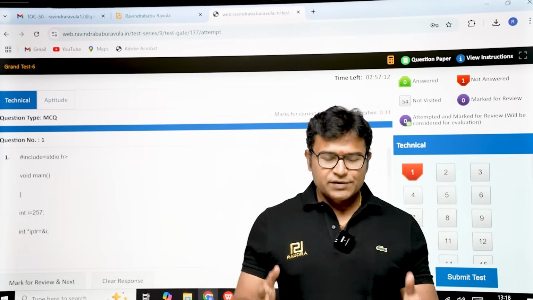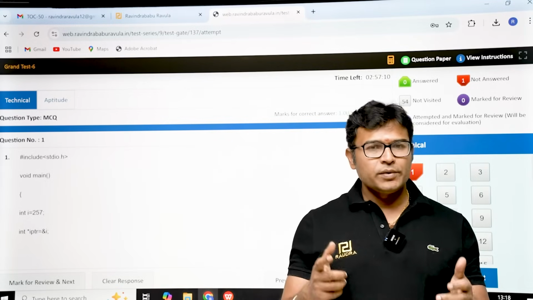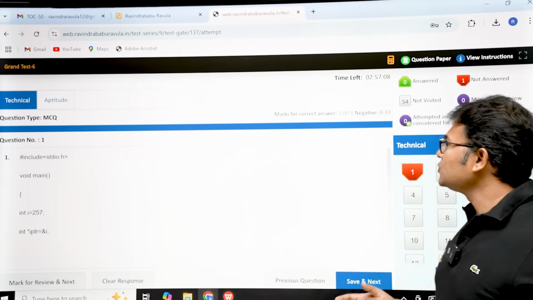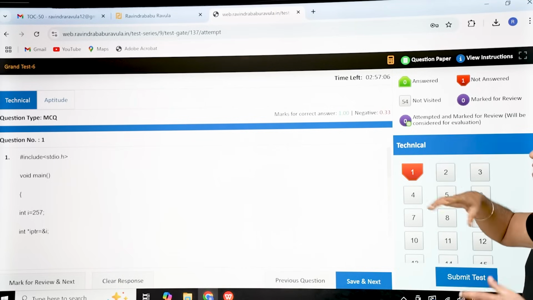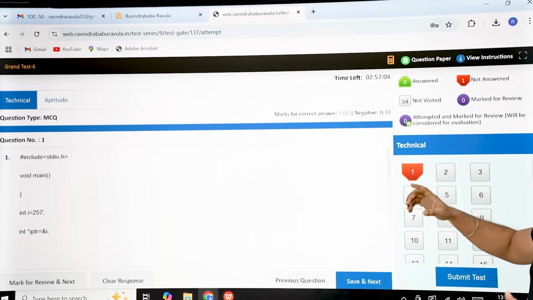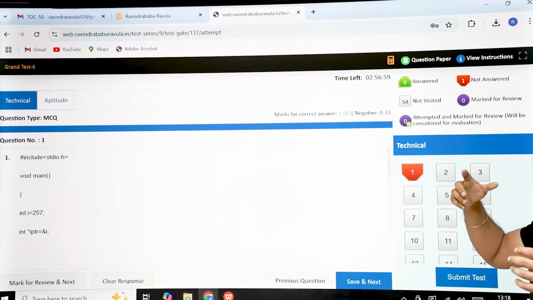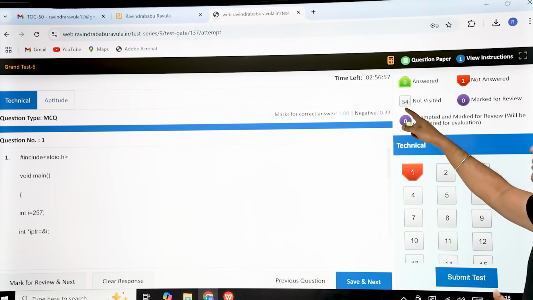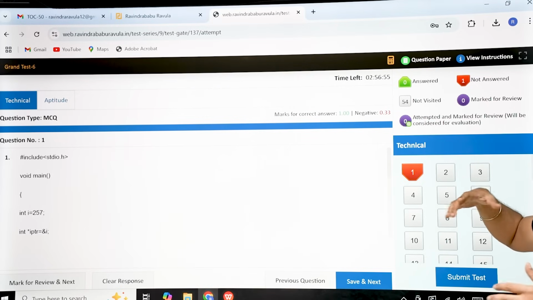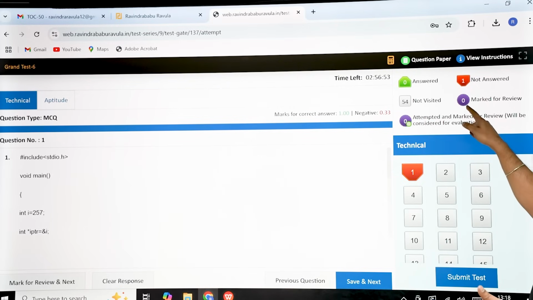Now, while answering the GATE question paper, you have to be very careful. So, we have symbols over there. Green means it is already answered, so you don't have to worry about it. Red means it is not answered, so you have to search for red and then answer them. And gray means they are not visited. And this is important. Purple symbol means it is marked for review.